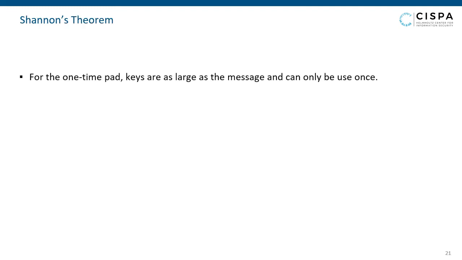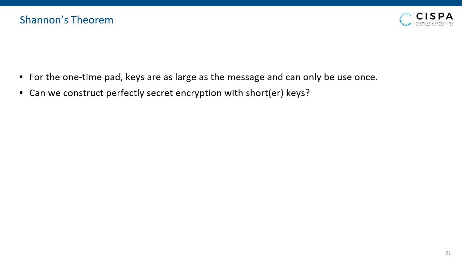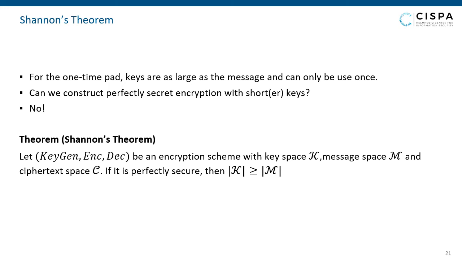So let's come back to the question of key length and reusability of keys. In the last lecture, we've seen that for the one-time pad, keys are as large as the message and can only be used once. And of course, we would like to either reuse keys or have shorter keys. The question is, is this possible? Can we get perfectly secure encryption with short keys? The answer is no. In fact, this is the famous theorem of Shannon.